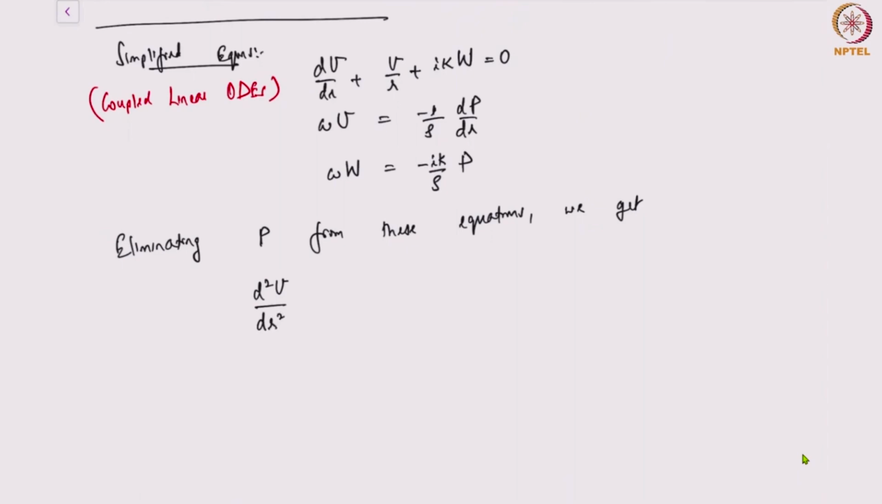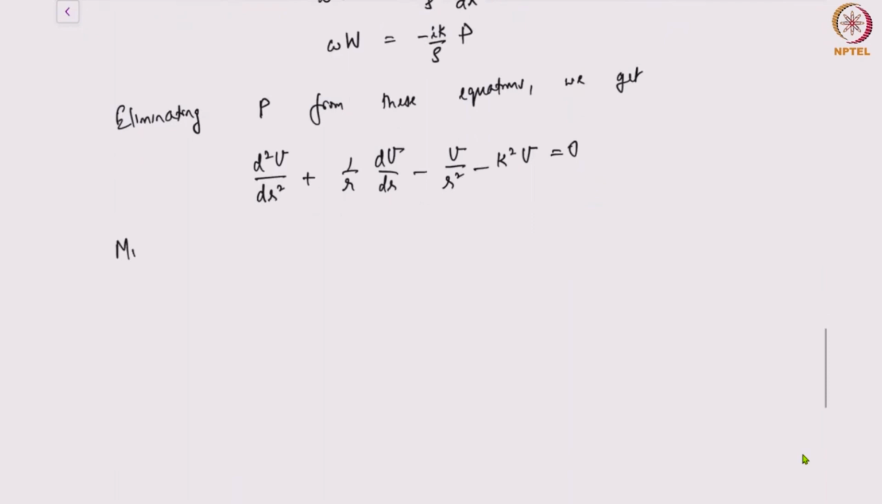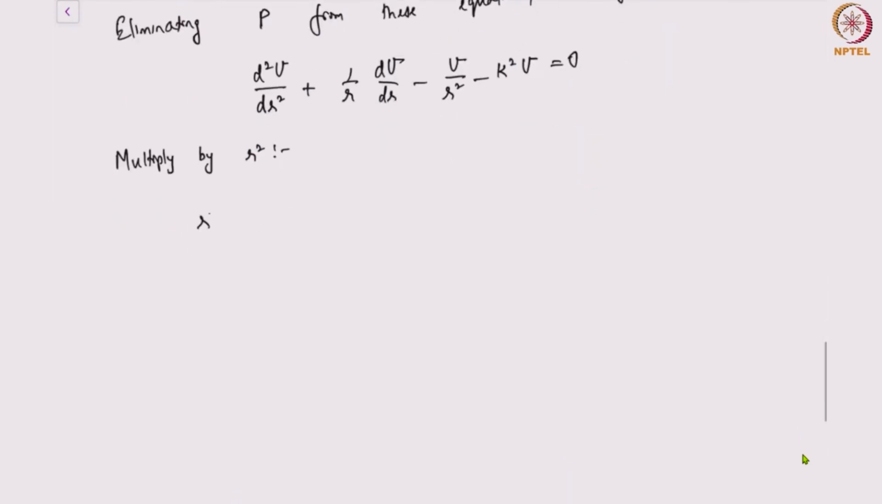That's the equation that we get: d²U/dr² + (1/r) dU/dr − U/r² − k²U = 0. That's the equation that we get. Okay, so now what we can do is multiply by r², and we get r² d²U/dr² + r dU/dr − (1 + k²r²)U = 0.